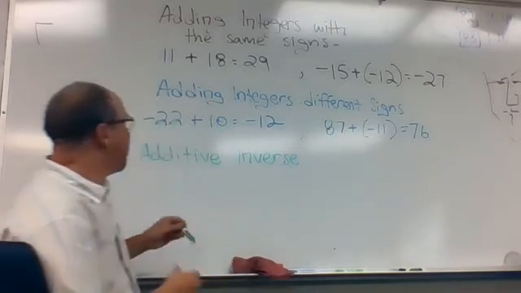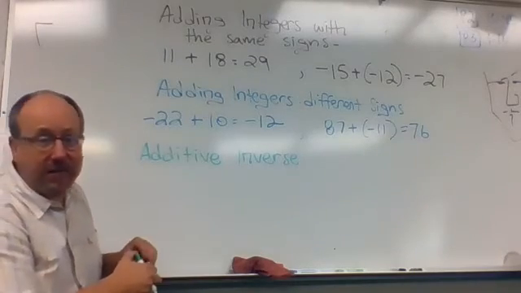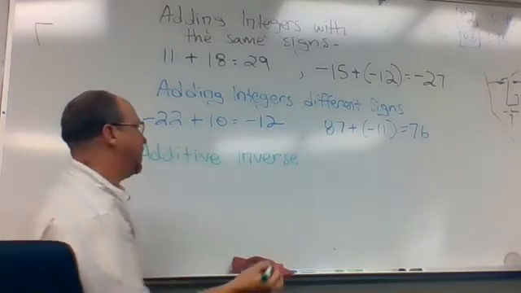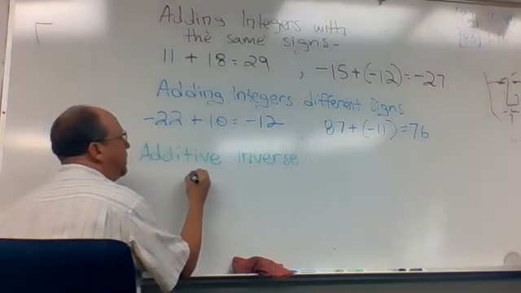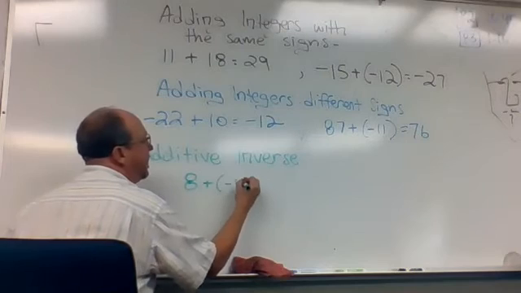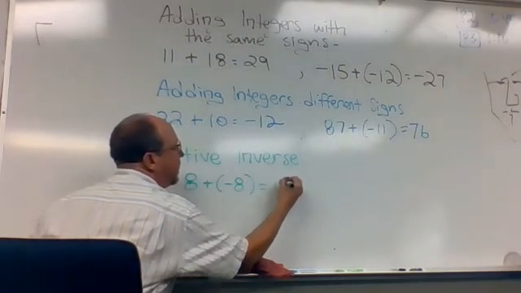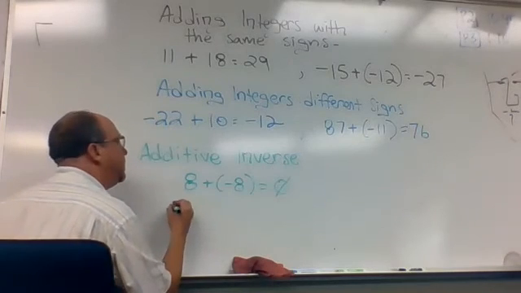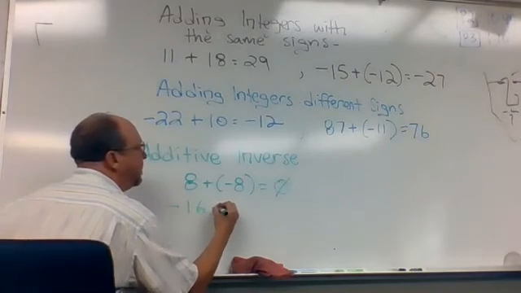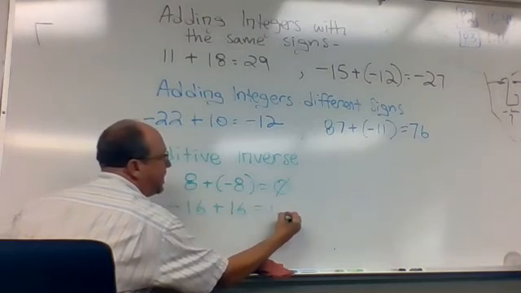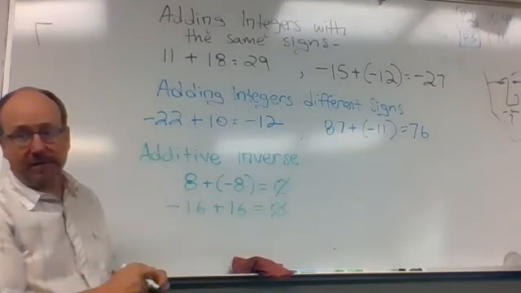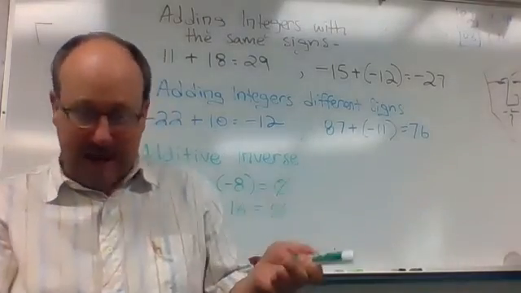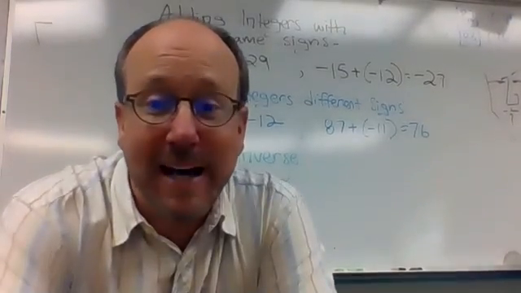Okay, and then one more thing, if we're talking about the additive inverse, that's two values whose sum is 0. So examples would be 8 plus a negative 8, which will equal 0. That's an additive inverse. And another example could be a negative 16 plus a positive 16. That sum is going to be 0. And that's good number sense, to be able to recognize values that add up to 0. And we call that the additive inverse.